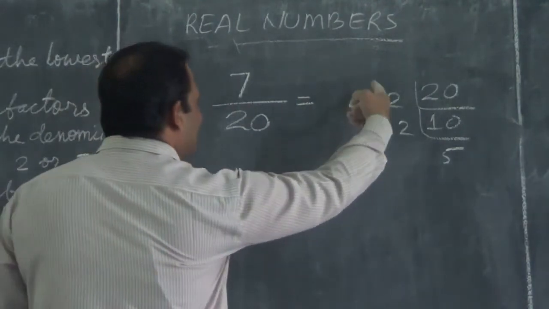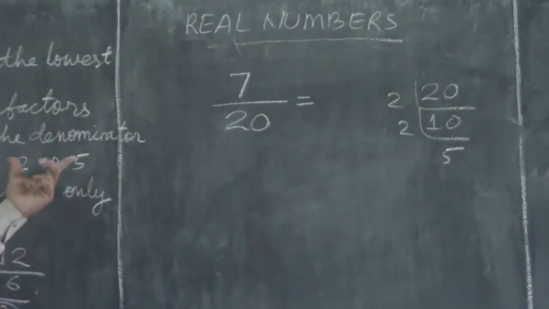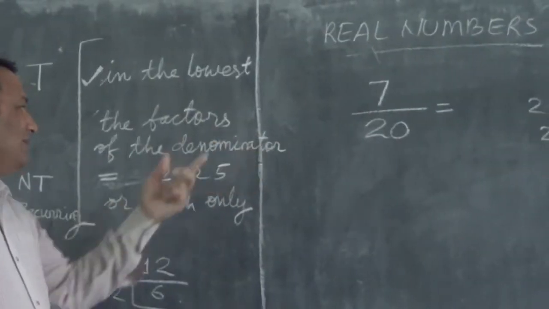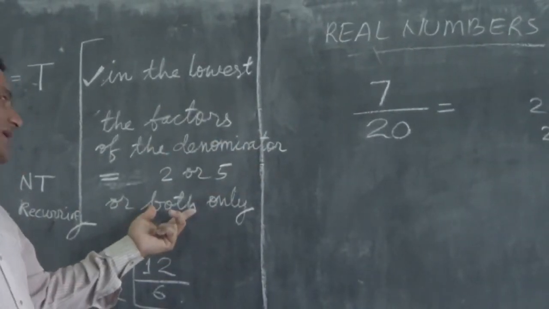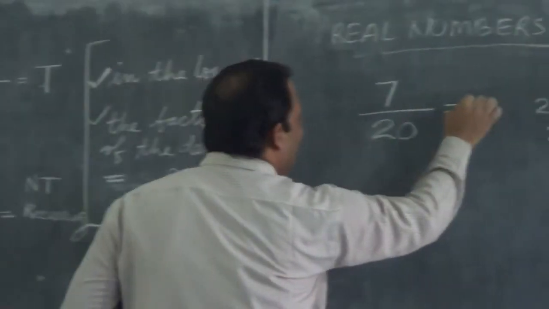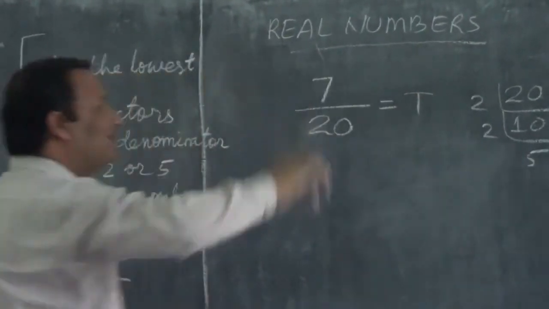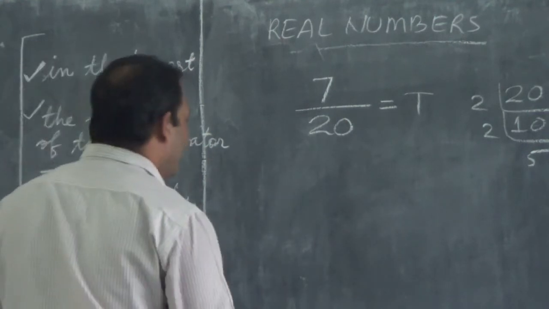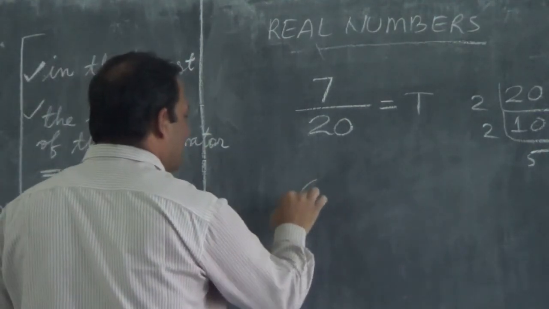So now you see, 2 and 5. Only 2? No. Only 5? No. Both 2 and 5? Yes. So the second condition is also true. So this will also give us a terminating decimal. We will try one more question, one more fraction now.